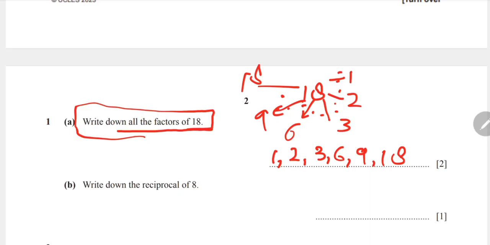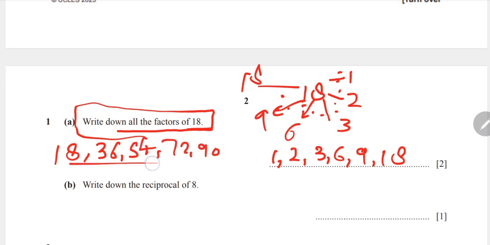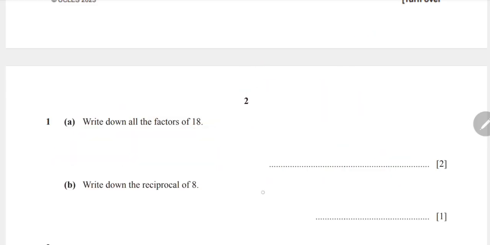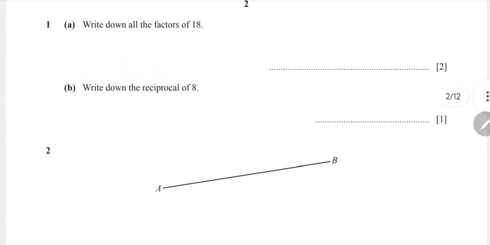What are multiples? For example, find the 5 multiples of 18. It means we write the numbers in the table of 18. The first number is 18, second is 36, then 54, then 72, then 90. And a factor is all the numbers that divide the given number. I hope that is clear.